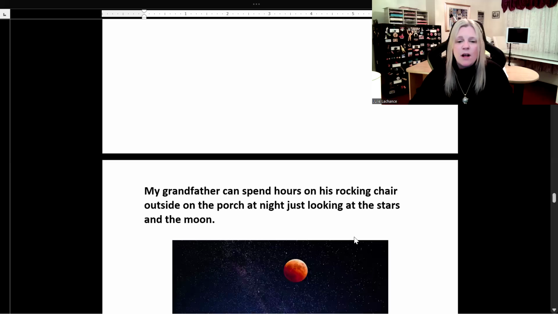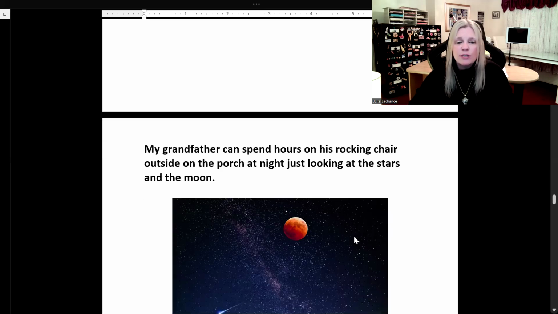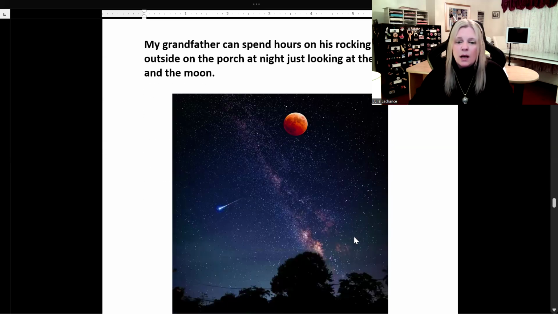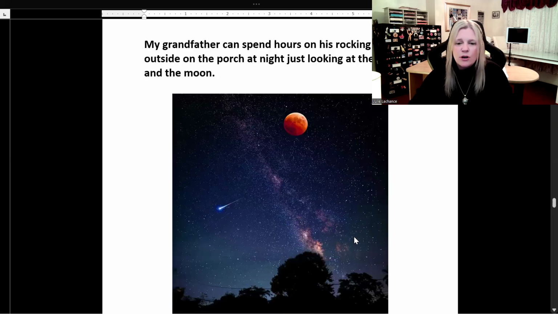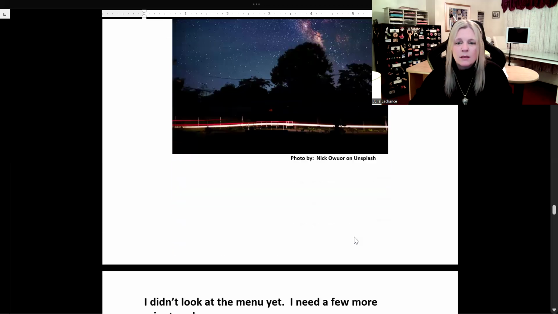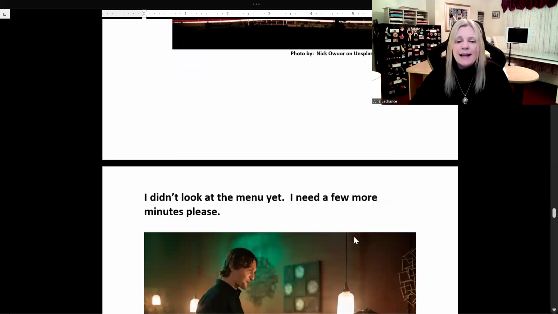My grandfather can spend hours on his rocking chair outside on the porch at night, just looking at the stars and the moon. I could sit there for hours too. Look at that beautiful view of the moon and the stars. I didn't look at the menu yet. I need a few more minutes, please.